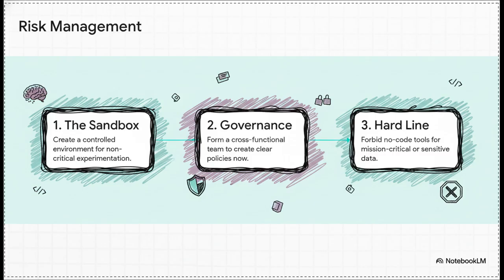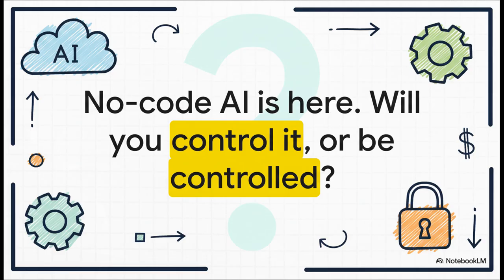Number 2, form a governance task force. Get IT, security, and legal in a room together and do it immediately to set the rules of the road. And number 3, draw a hard, bright line. Explicitly forbid these experimental tools for any application that handles sensitive customer data or is mission critical to your business. Look, at the end of the day, the rise of tools like Opal isn't really a choice you can ignore. They're coming, whether your company sanctions them or not. And that leaves every leader with one final critical question to think about. Is your strategy to proactively control this revolution, or are you just going to let it control you?